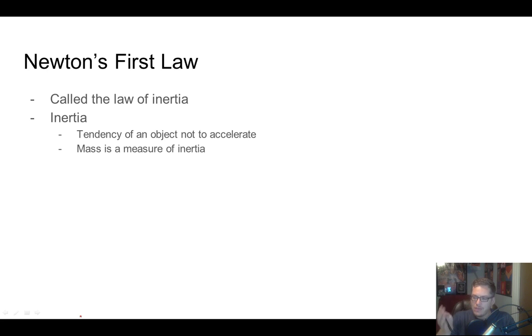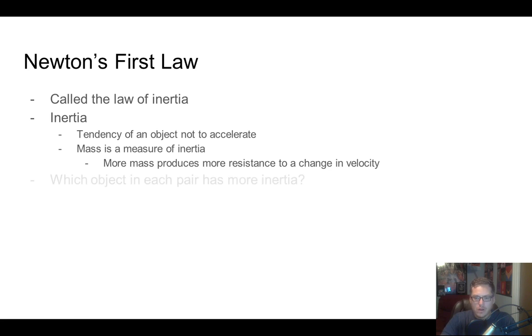So if our thing has a lot of inertia, that really is just how much mass it has. That's really how hard it is to move. So the more mass this thing has, the harder it is to start moving it. Therefore it resists change in velocity and therefore has more inertia. All right, so let's look at some examples here.